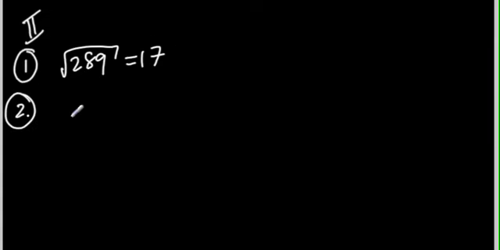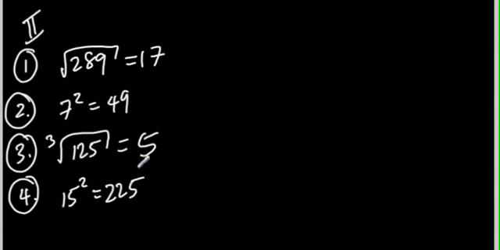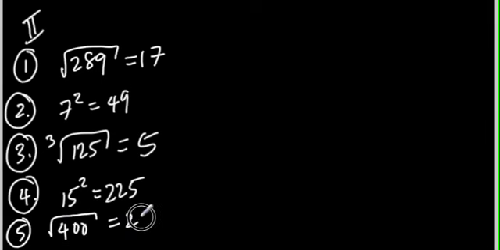Oops, I think I have it wrong here. Let me just do that again. So, the square root of 289 is obviously 17. The second one is 7 squared is equal to 49. The third one is the cube root of 125. So remember, 5 cubed is 125, so the cube root of 125 should be 5. Fourth one is 15 squared, which we've already determined is 225. And the fifth one is the square root of 400, which we know to be 20.